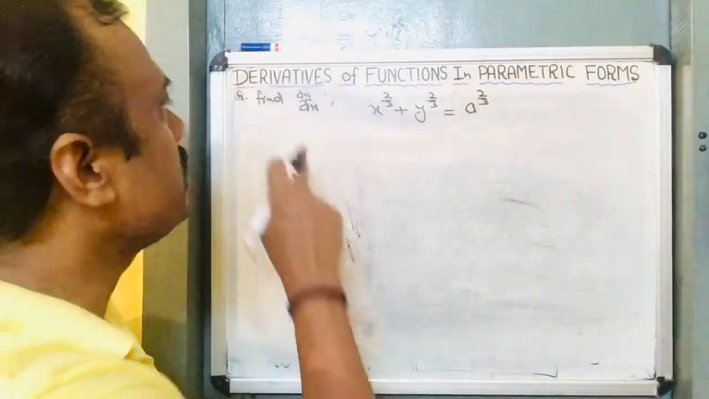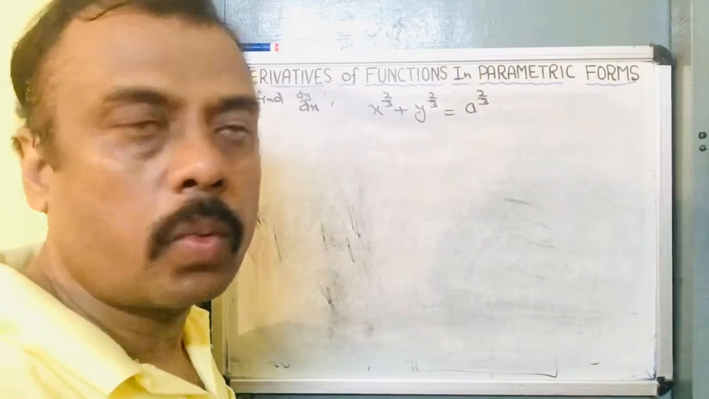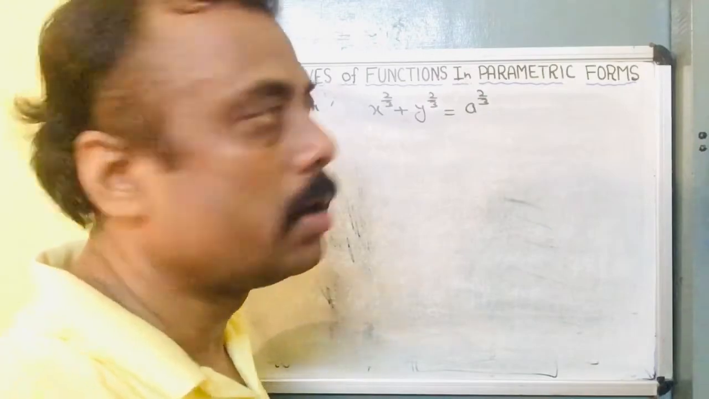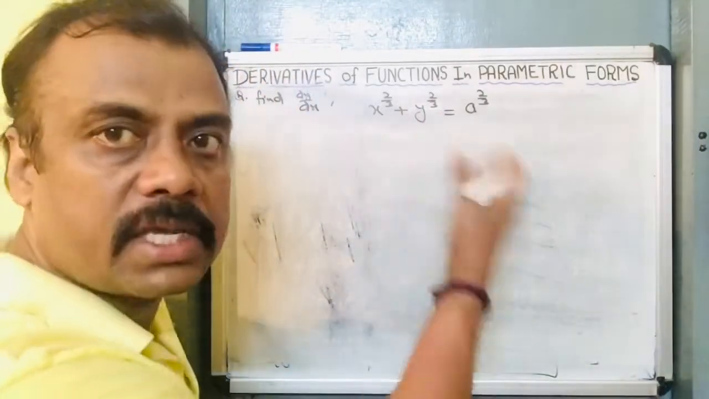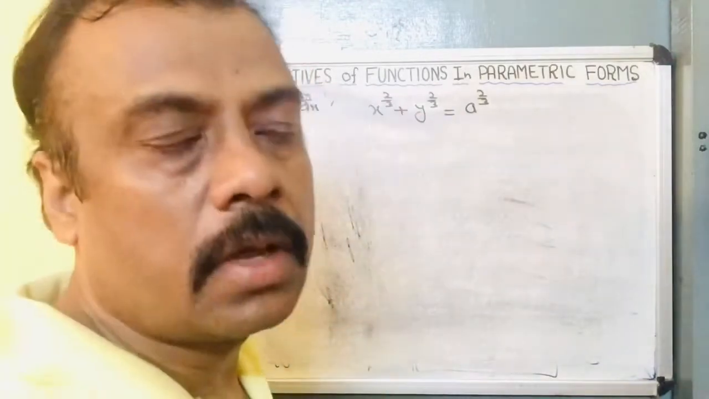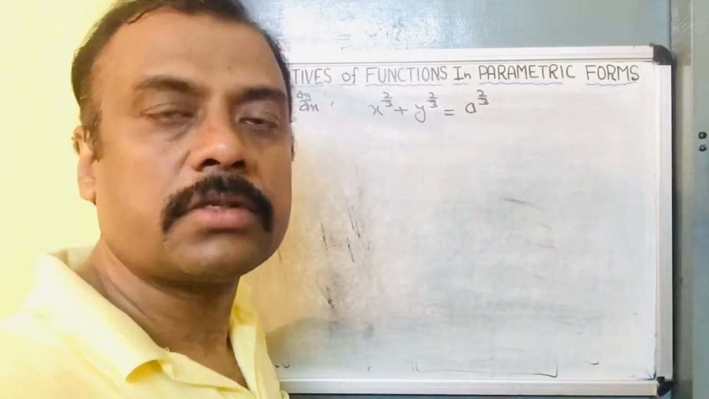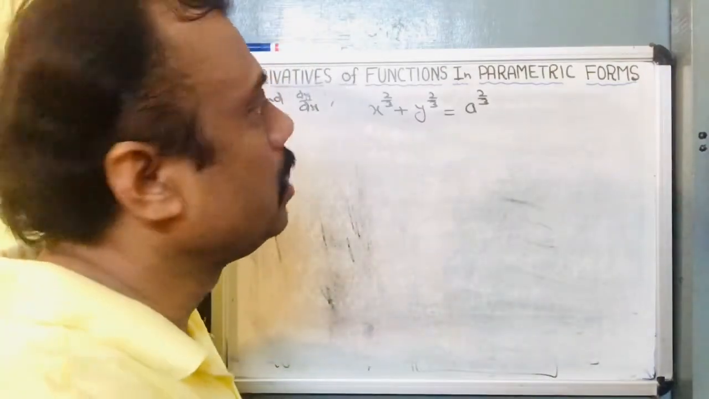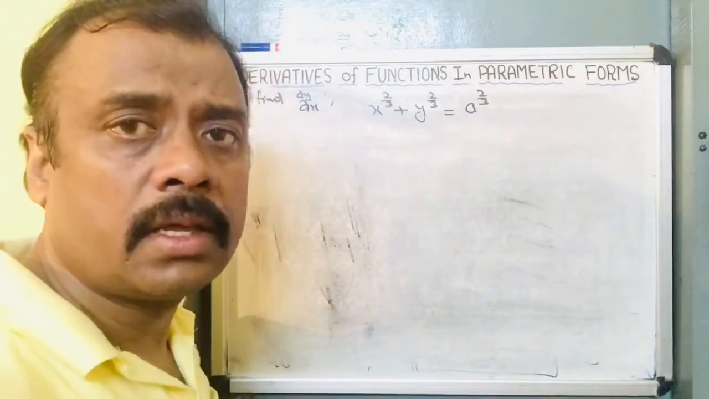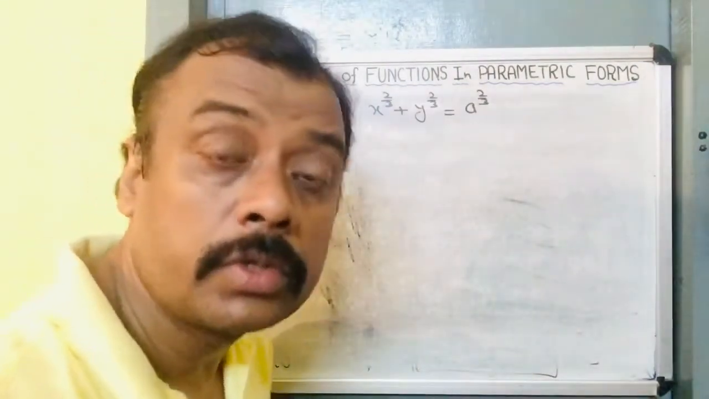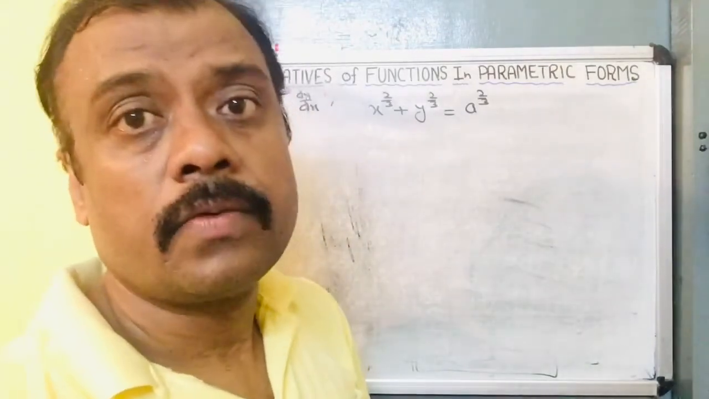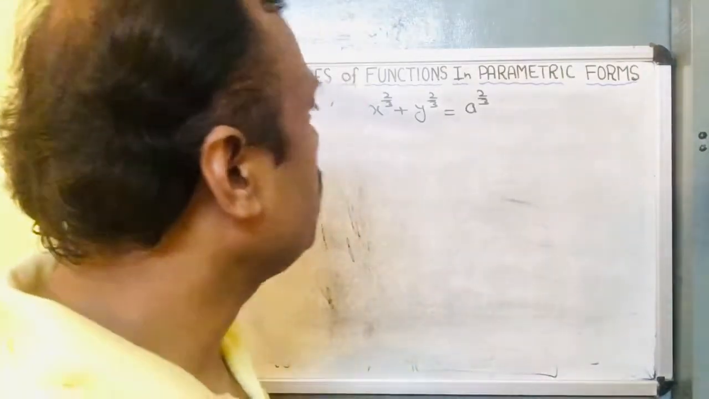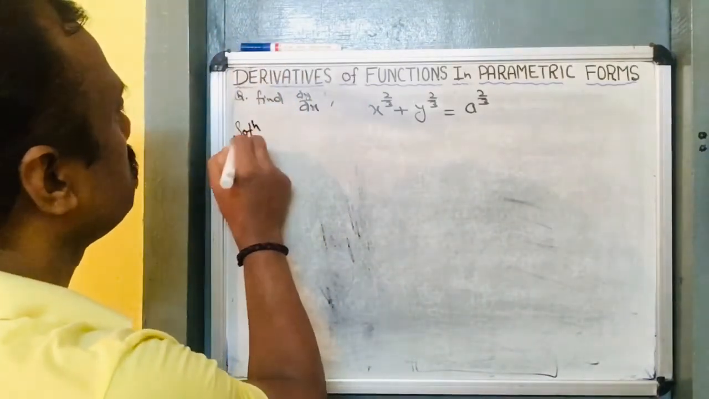In this question it is asked to find dy/dx, but the given function is not in a parametric form. It is an implicit or explicit form. You can do it by finding the derivative of implicit functions or the derivative of an explicit function. Here we can use the implicit function method, but here I am going to apply the parametric form. So for that, first we have to change it into the parameter. For that, let us assume.